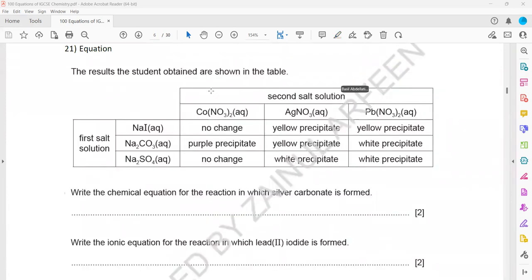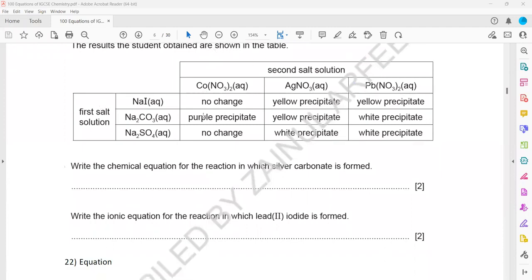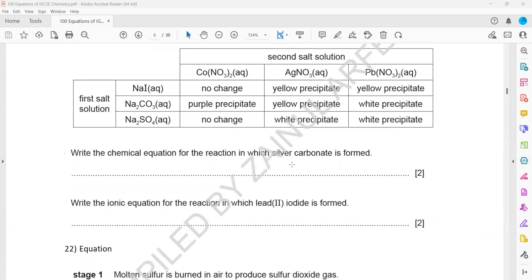The next one: the results the student obtained are shown, with different salts the student mixed with each other. Write a chemical equation for the reaction in which silver carbonate is formed. First you have to identify which reaction produces silver carbonate, what we mixed to give silver carbonate. Sodium carbonate and silver nitrate. Good. Because when sodium carbonate and silver nitrate mix with each other, they will form silver carbonate.